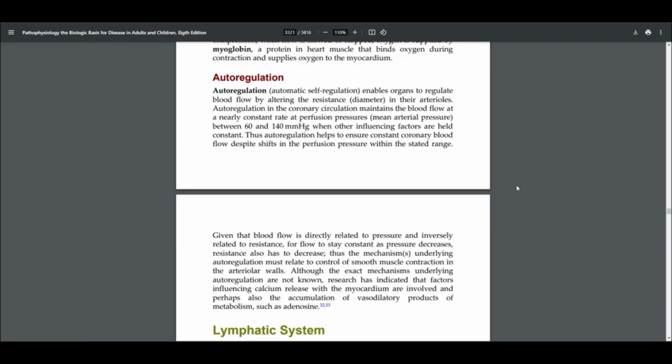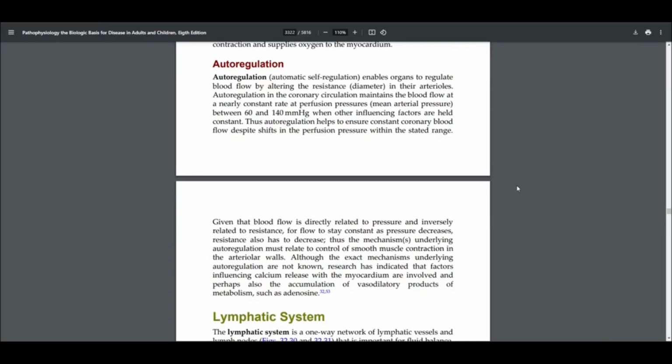Given that blood flow is directly related to pressure and inversely related to resistance, for flow to stay constant as pressure decreases, resistance also has to decrease. Thus, the mechanisms underlying autoregulation must relate to control of smooth muscle contraction in the arteriolar wall. Although the exact mechanisms underlying autoregulation are not known, research has indicated that factors influencing calcium release within the myocardium are involved, and perhaps also the accumulation of vasodilatory products of metabolism such as adenosine.